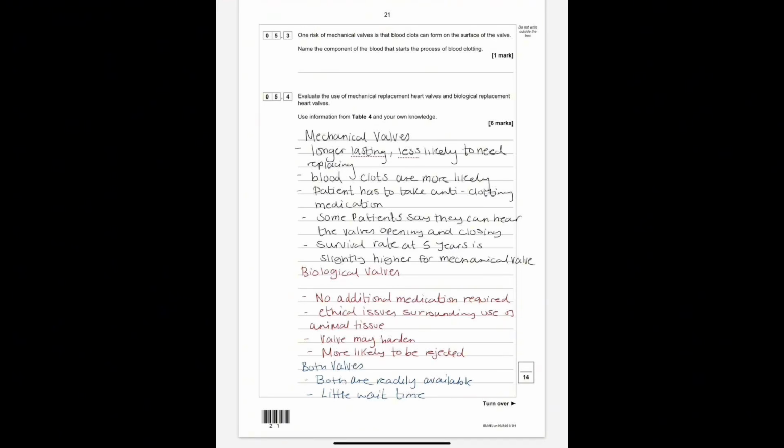Name the component of the blood that starts the process of blood clotting, and that's going to be your platelets, okay? So that's going to be your platelets, and that's 1 mark. Right, evaluate the uses of mechanical replacement heart valves and biological replacement heart valves. You are allowed to use the information from table 4, and you have to use your own knowledge.